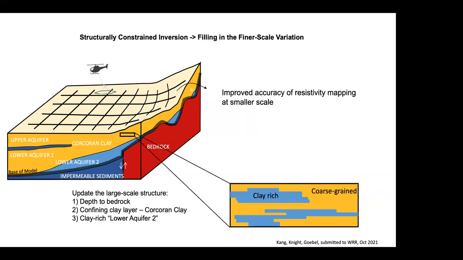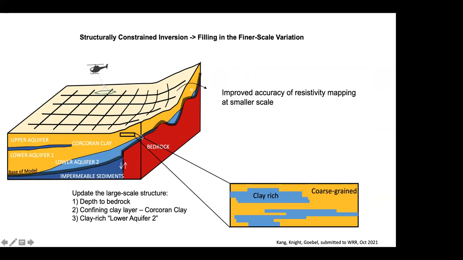How we've also used this large-scale structure is to then do a structurally constrained inversion. People have done this by using seismic data to map out the large-scale structure and then inverting their airborne EM data. Well, what we said was, we're going to get the large-scale structure nailed down, and then we are going to invert the data, constraining it to put in place that large-scale structure. And what that does, it gives us highly improved accuracy of mapping out the resistivity variation in the smaller scale structure. So it helps us better define this new zone of impermeable sediments that we're looking at.